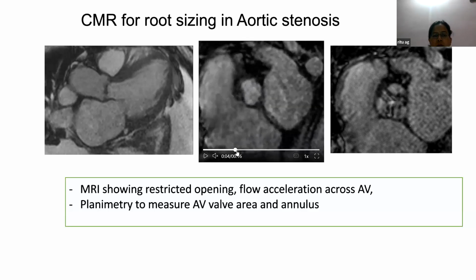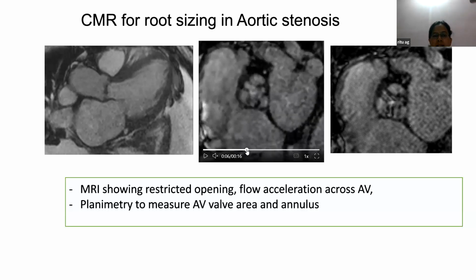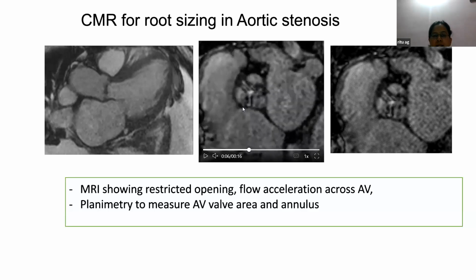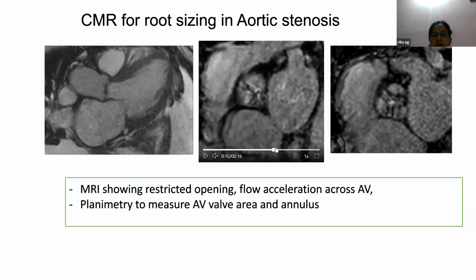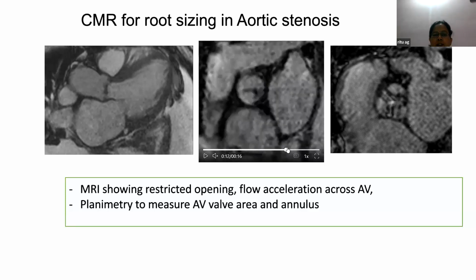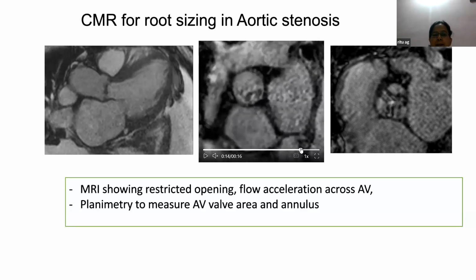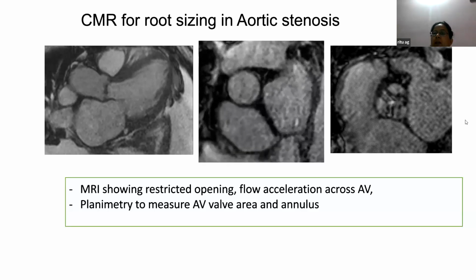Now, as we go more cranially, that is the aortic valve. You can see the tricuspid aortic valve. And that is where I would do my planimetry, would measure the valve area. And then I go up, that is the sinotubular junction. Going further up, I've come into the aorta.